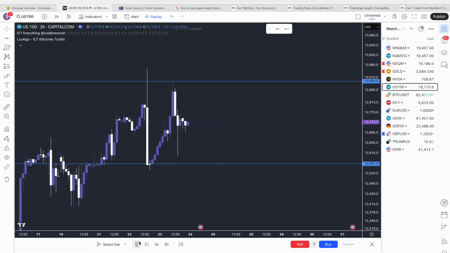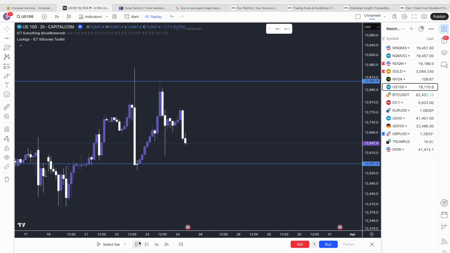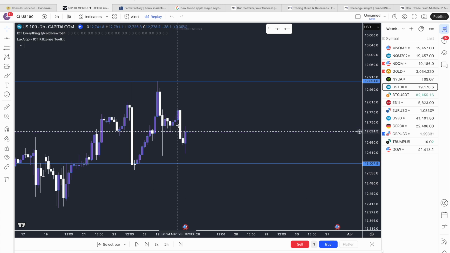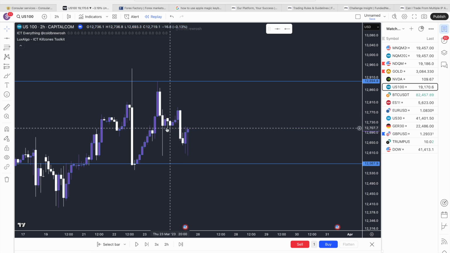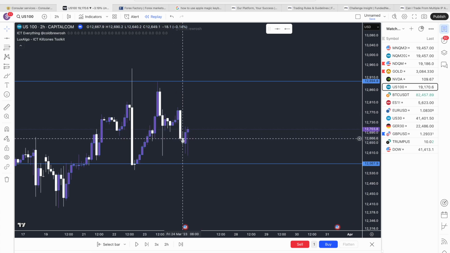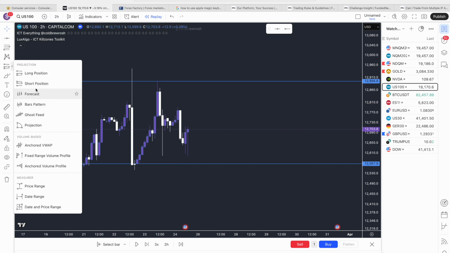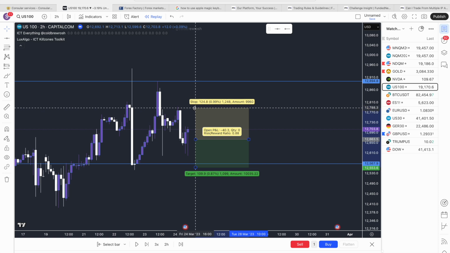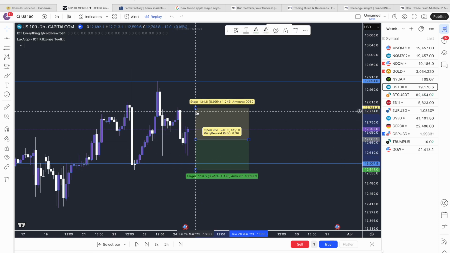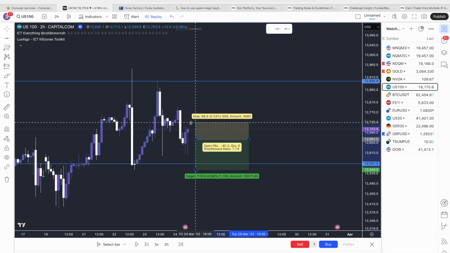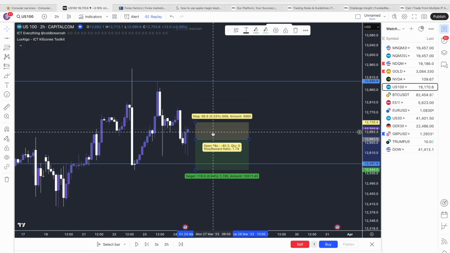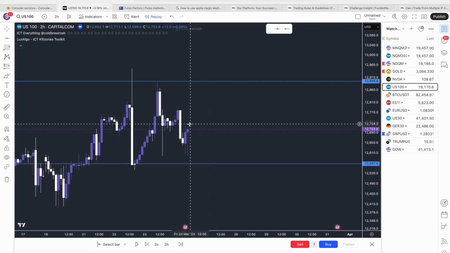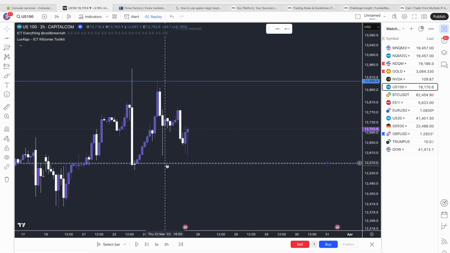Let's see what happens. Okay, to be honest, we did kind of inverse this fair value gap. You could realistically take a short here and then target here, but the risk to reward isn't even that good. You could do this now. You know what? I'm just gonna sit this one out because we already had an insane week.